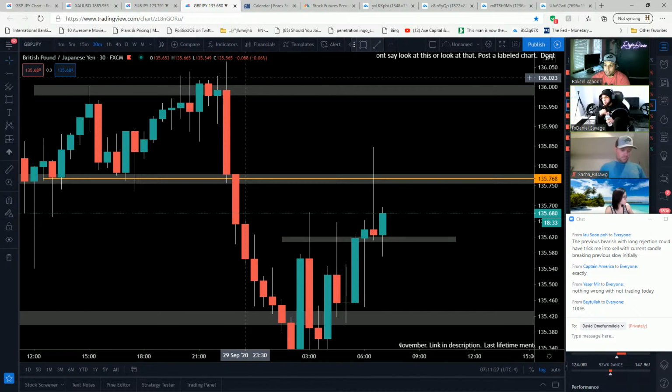The best that can happen to you is that you keep your money if you don't take a trade. But if you do take a trade and you're not confident about it, there's a very high probability you're going to lose that trade. So you have to wait.